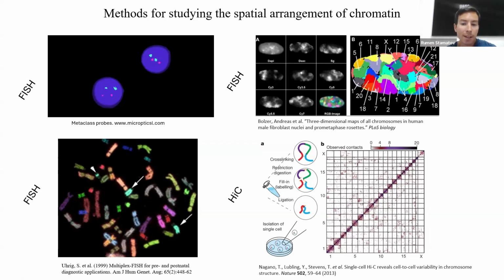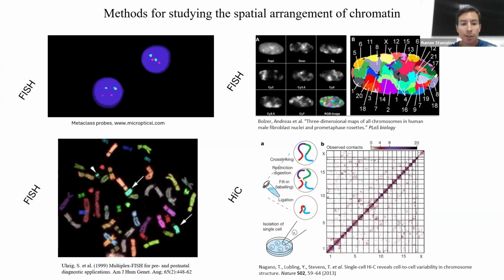And of course, we have the Hi-C method and all its variations, which can give us even more detailed information about the structure of chromatin, the loop extrusion process, and so on. But an obvious drawback of all of these methods is that they're static. They're missing dynamic information about the chromatin dynamics, right?